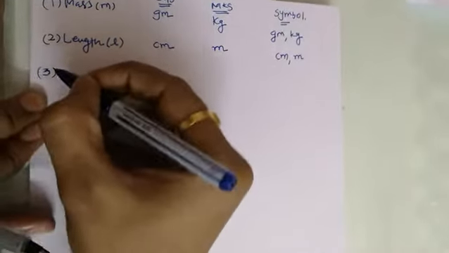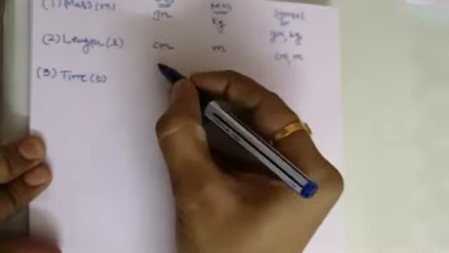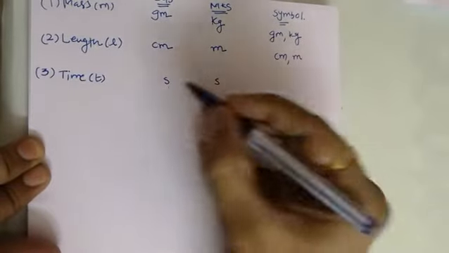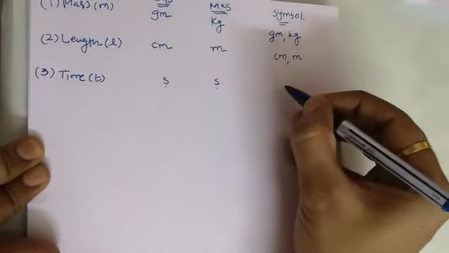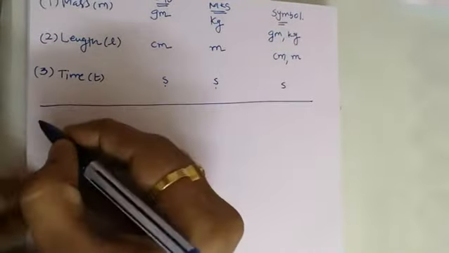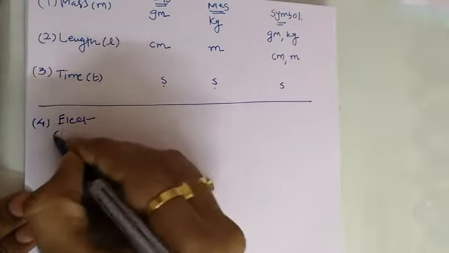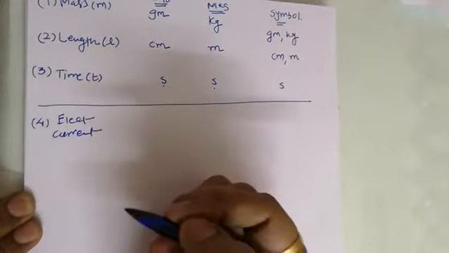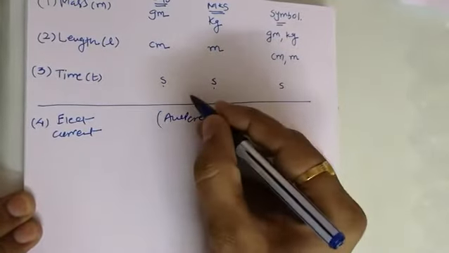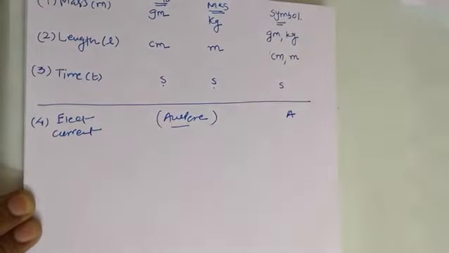The third one is called time. Its unit in both CGS and MKS is called the second, represented by the symbol s. Afterwards we have the fourth one, called electric current. The unit is common in both CGS and MKS. It is represented by the symbol A.